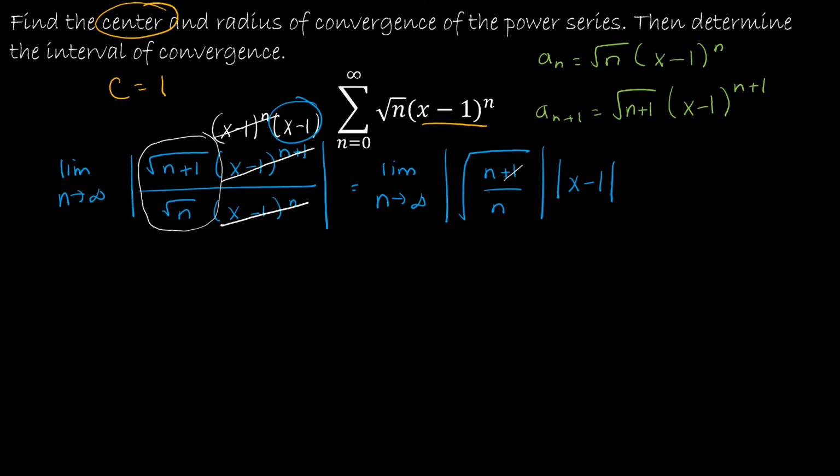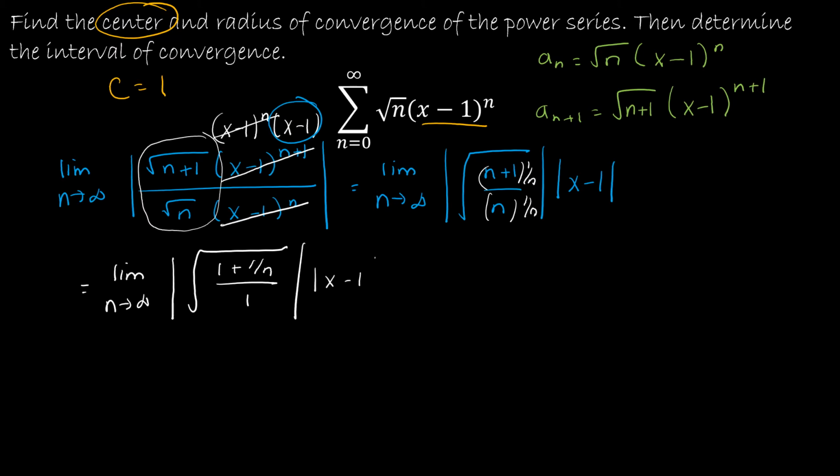Or remember, we also talked about how you could use that rule. We can take the values in the numerator times 1 over n, and the values in the denominator times 1 over n, and that's going to give me the square root of 1 plus 1 over n, over 1, and then still x minus 1. Whichever way you think about it, this limit is going to be 1. So I have 1 times the absolute value of x minus 1.